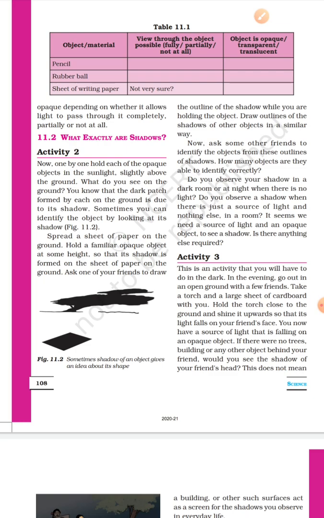It seems we need a source of light and an opaque object to see a shadow. Is there anything else required? There should be a screen also. Okay, so to find a shadow, we should have a light source. We should have an opaque object which blocks light. Then by this we can get the shadow of that particular opaque object.